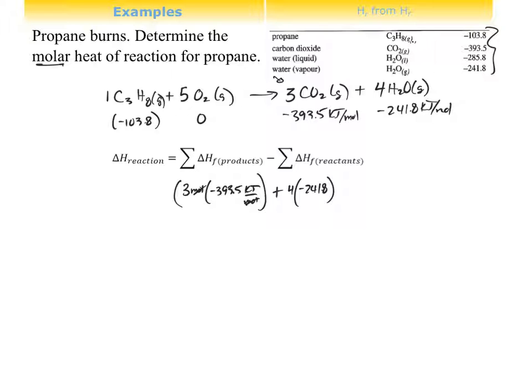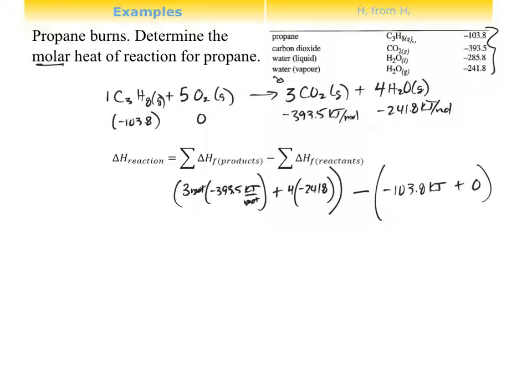You see the same thing is going to happen. So this would be kilojoules. Okay, so that's the products. Minus, now we'll do the reactants. So it's 1 mole times propane. So there's just one of them. So I'll just write negative 103.8 kilojoules. Plus the oxygen, it's 0.